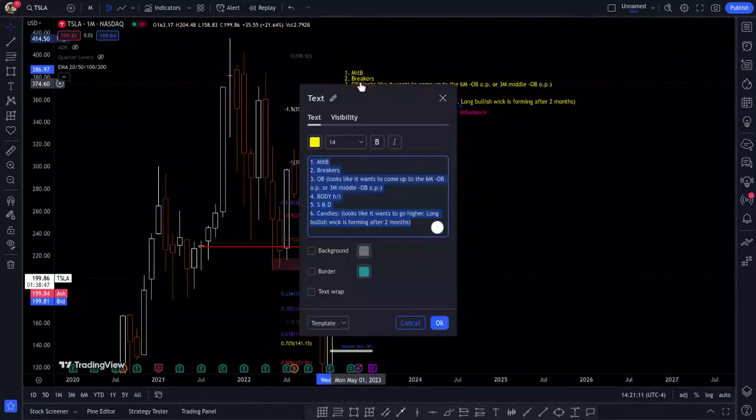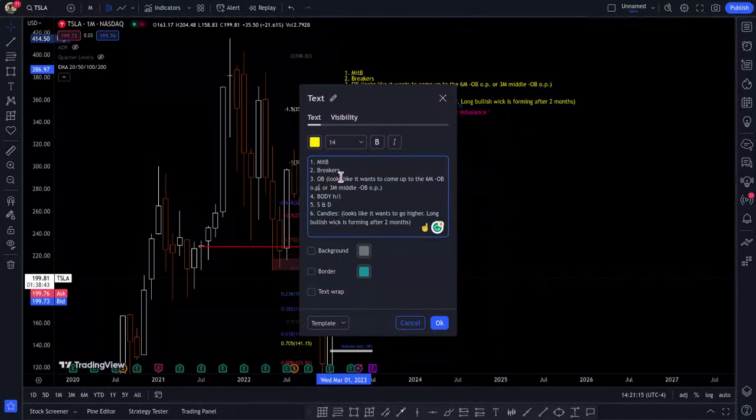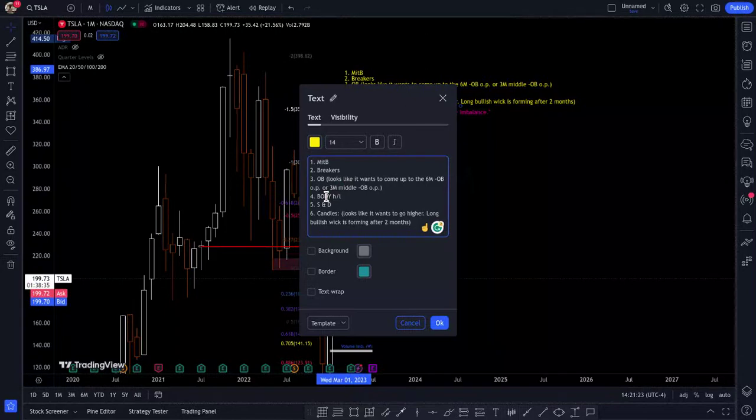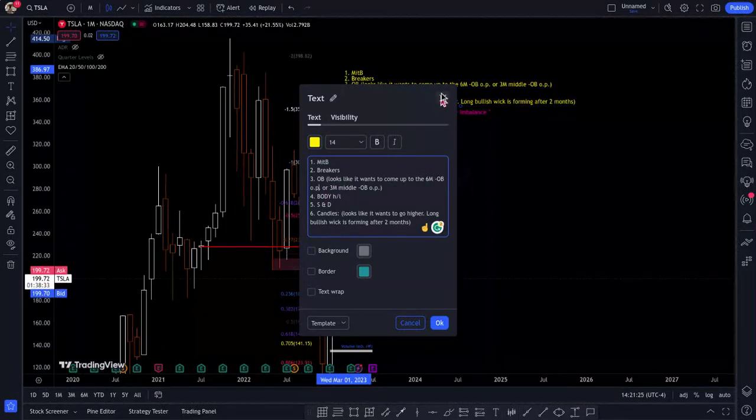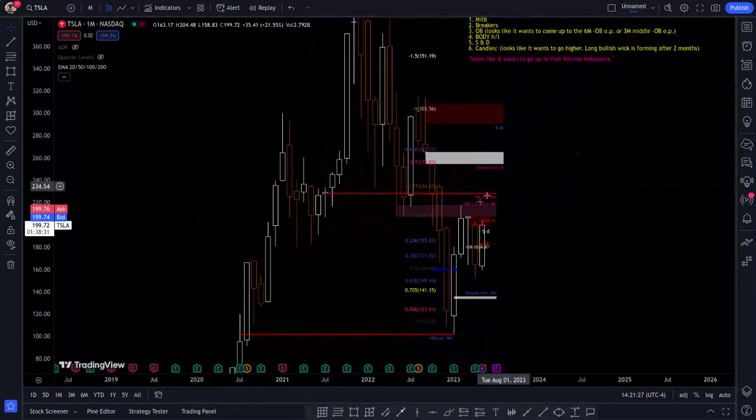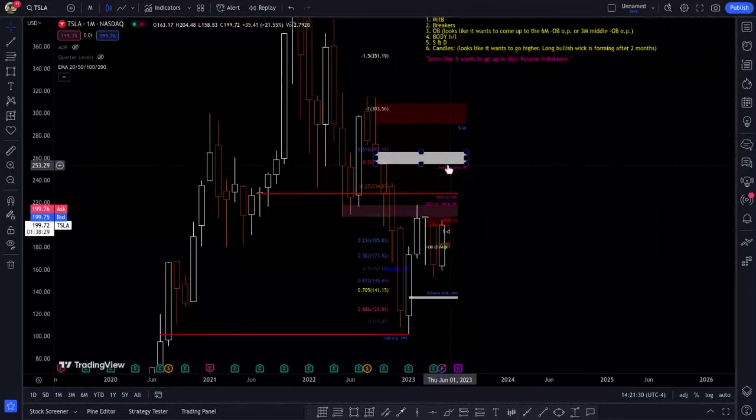These are some of my notes right here. So we've got something called mitigation blocks and breakers and order blocks and stuff like that. It looks like price wants to come up to a bearish order block on the 6-month chart. So basically what that means is price wants to come up to this volume imbalance. It's what we call a volume imbalance.